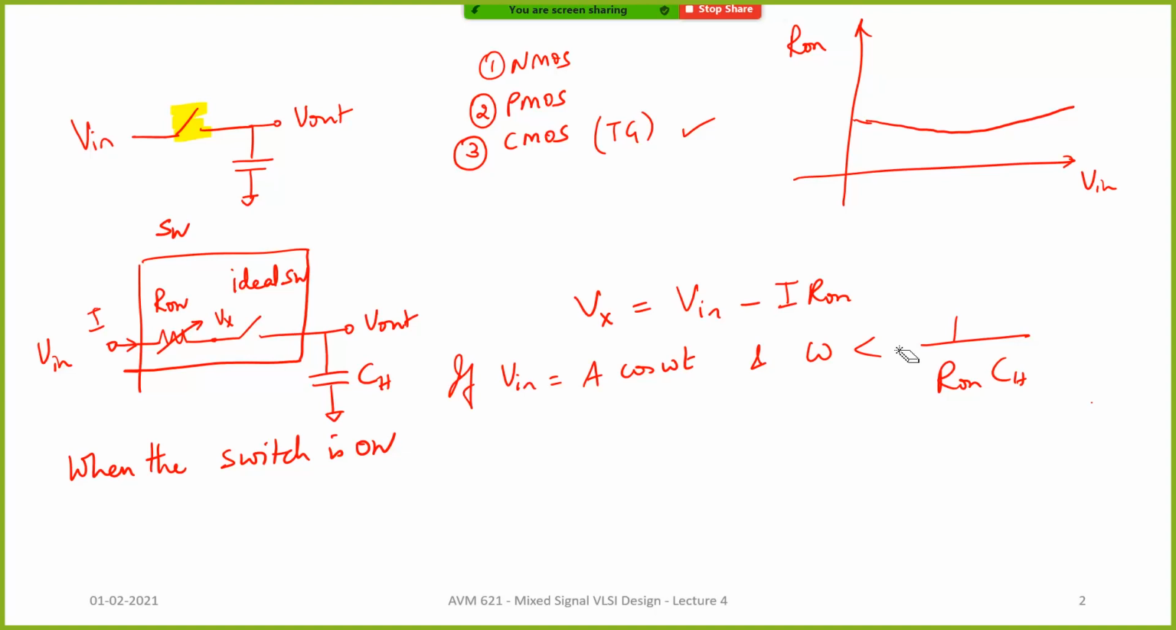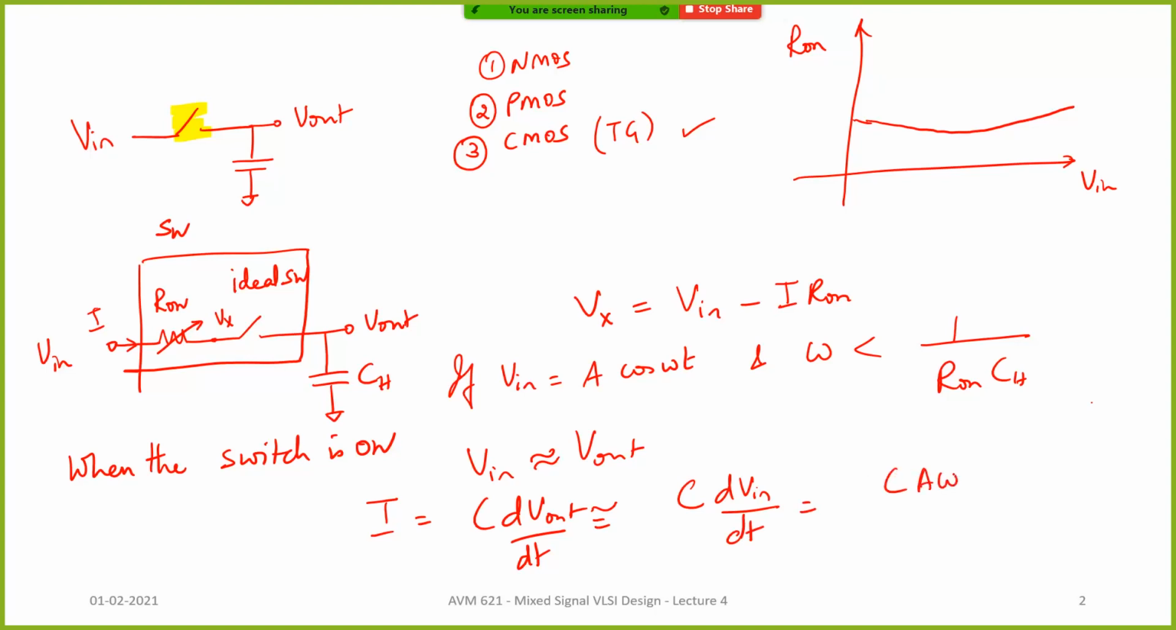Now what is the current that is going to flow through the switch? One approximation we can make is that, because the output is tracking the input fairly well, Vin is approximately equal to V out, and therefore I is nothing but C dV out by dt, which can be approximated as C dV in by dt. Which is equal to C times A times omega times cos omega t. So this is the current that is flowing.